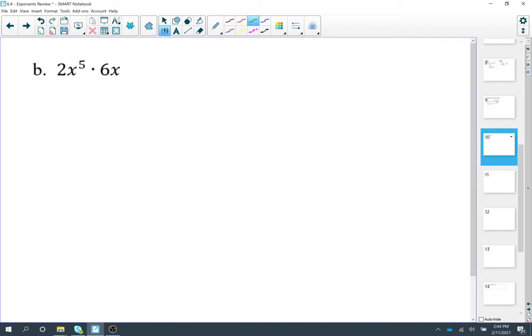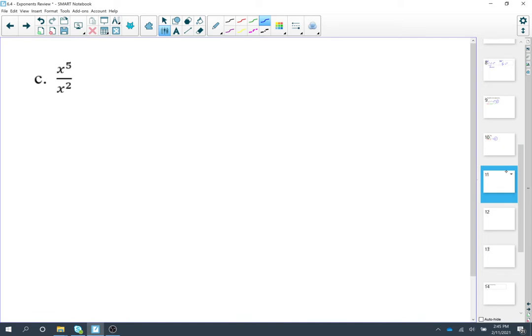Letter B, kind of the same idea here, except now we're adding in coefficients. When you add in coefficients, multiplication, you can maneuver it around. It's commutative. So we're going to take the 2 times the 6, and we're going to get 12. Then we're going to pull off of there the x to the fifth and the x, which is your product rule. And keep in mind this has a 1 on it, so that is going to be x to the sixth. Then we're going to put everything back together, and it's all multiplication, so 12x to the sixth.